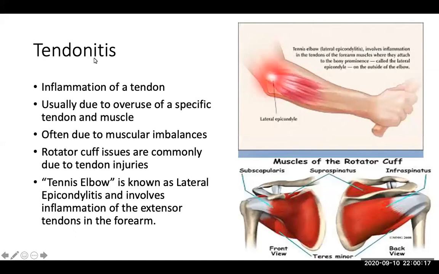Tendonitis: whenever you see the suffix -itis on the end of a word, that always means inflammation. So tendonitis is inflammation of a tendon, and it's usually due to overuse of a specific tendon and muscle over time, usually due to some sort of muscular imbalance. It's really common in the rotator cuff. Tennis elbow is known as lateral epicondylitis, and it involves inflammation of the extensor tendons in your forearm, and that can be seen here. Also, you'll get tendonitis with muscles of the rotator cuff.